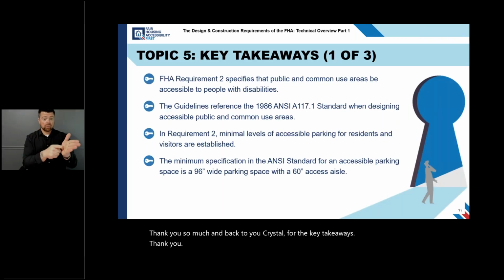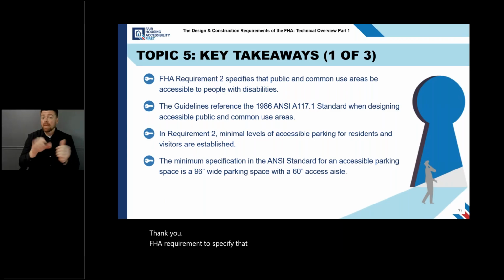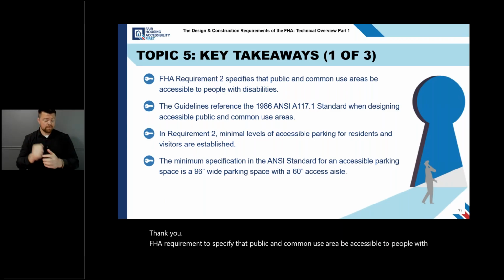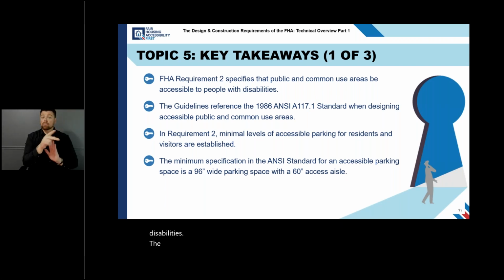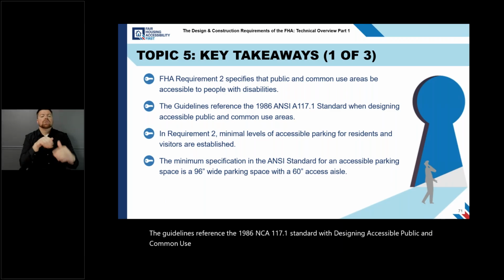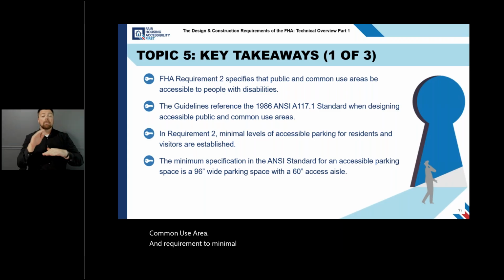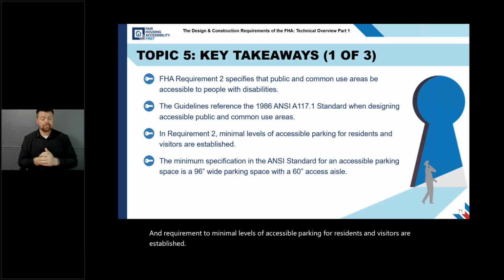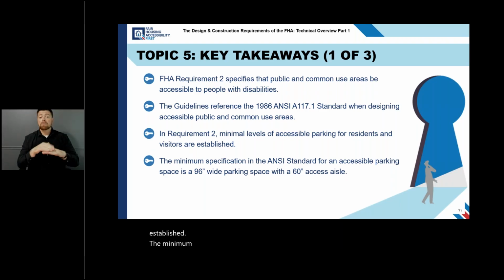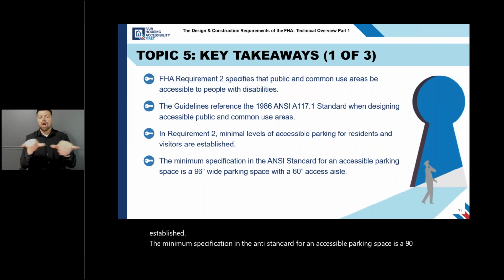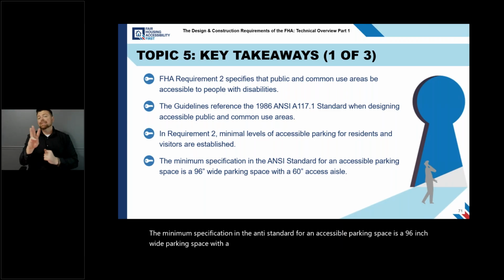FHA Requirement 2 specifies that public and common use areas be accessible to people with disabilities. The guidelines reference the 1986 ANSI A117.1 standard when designing accessible public and common use areas. In Requirement 2, minimal levels of accessible parking for residents and visitors are established. The minimum specification in the ANSI standard for an accessible parking space is a 96-inch wide parking space with a 60-inch access aisle.